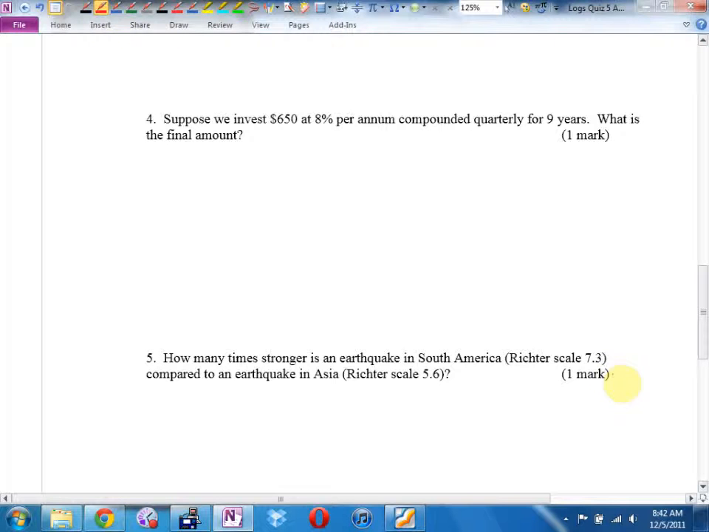They want the final amount. The equation is going to look like this: the final amount equals the initial amount times 1 plus 0.08 divided by compounded quarterly, to the power of 9 divided by 1 quarter, which is your growth period. By the way, 9 divided by 1 quarter is really 36, which is what I'm going to type.